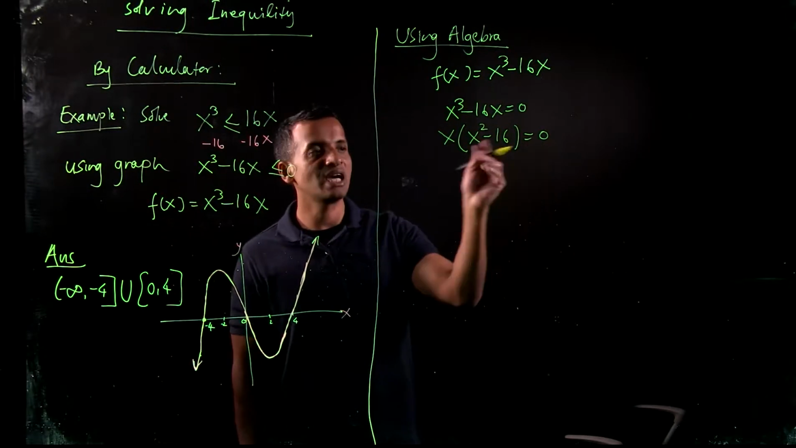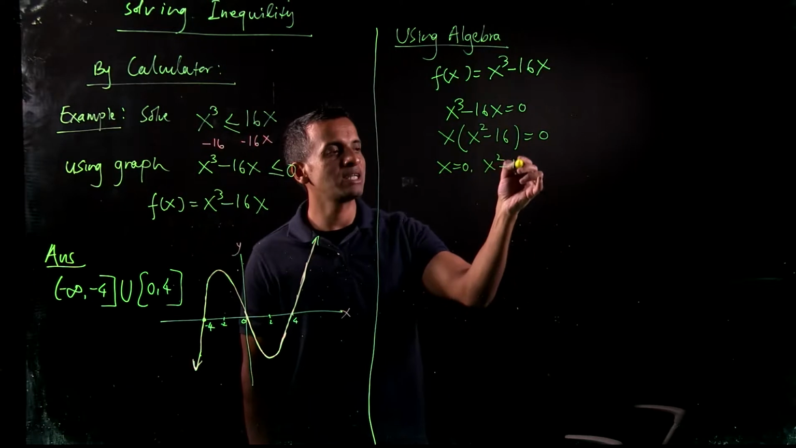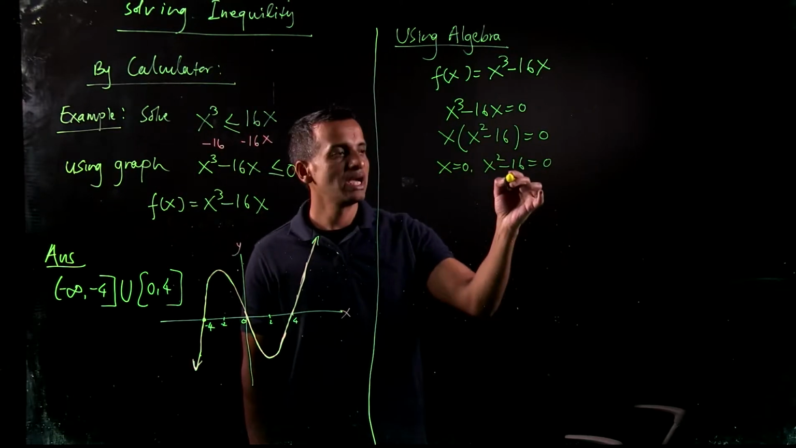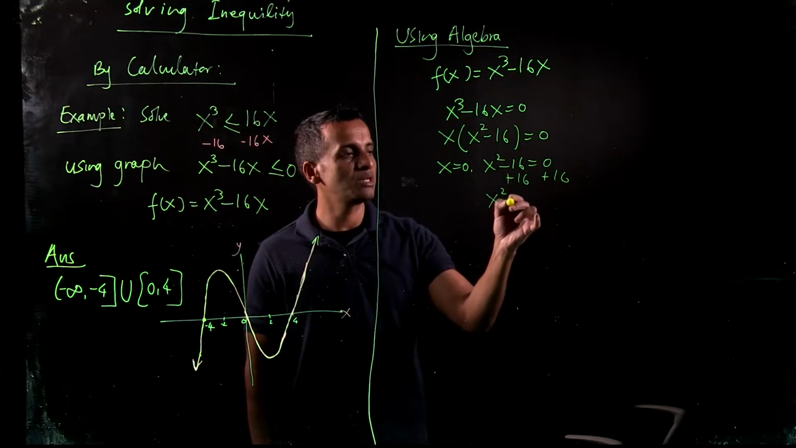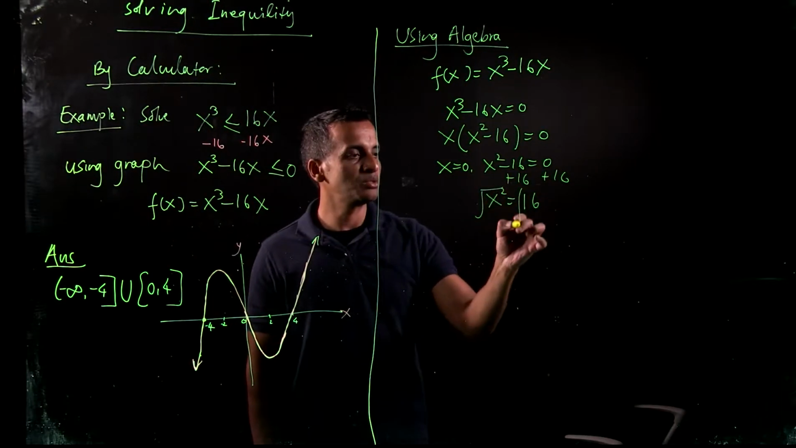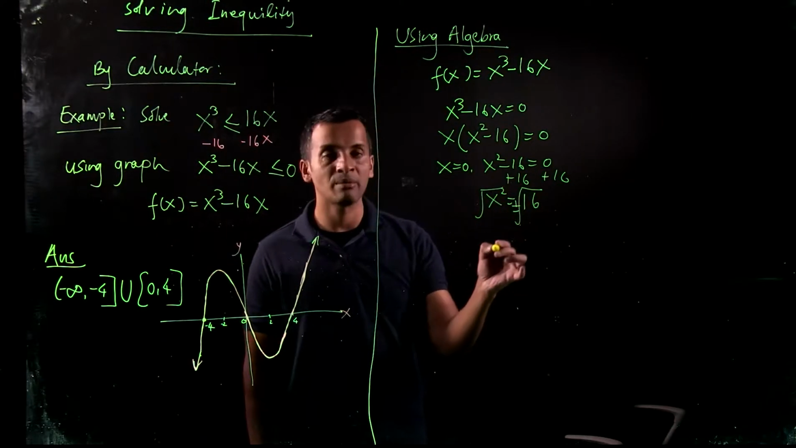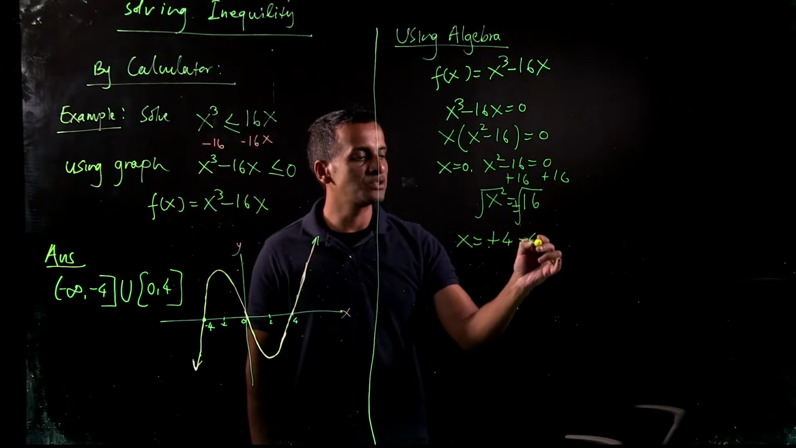Since there is 0 on the right hand side, you write either x equals 0 or x squared minus 16 equals 0. Add 16, what do you get? You get x squared equals 16, and take the square root. When you take the square root, you consider both plus and minus. You get x equals plus 4 and minus 4.